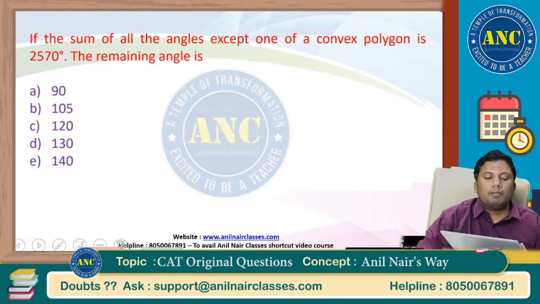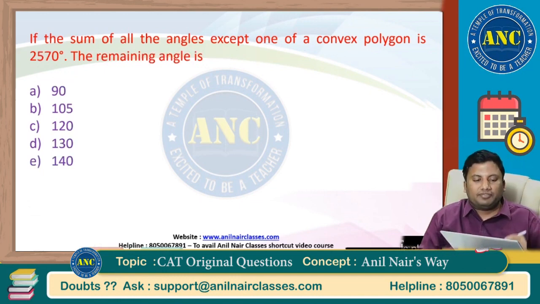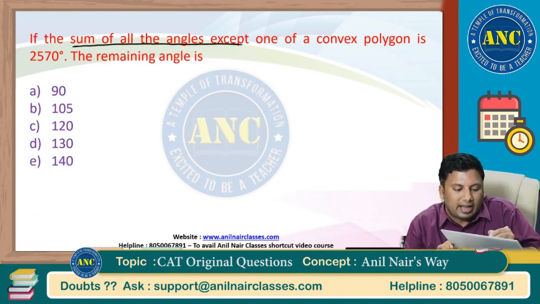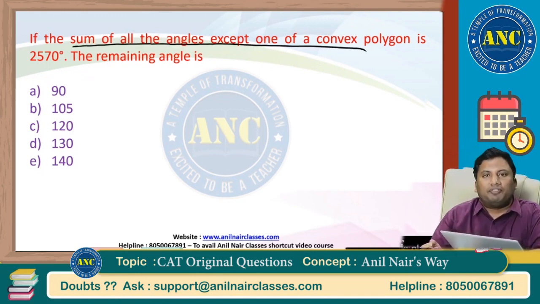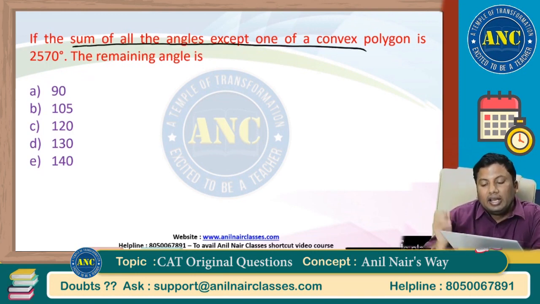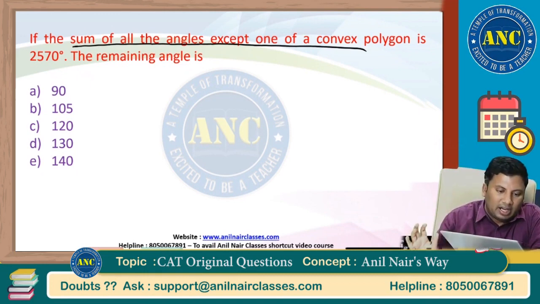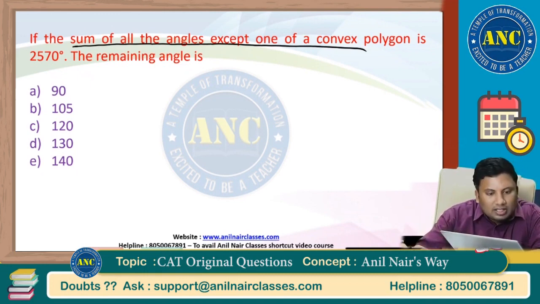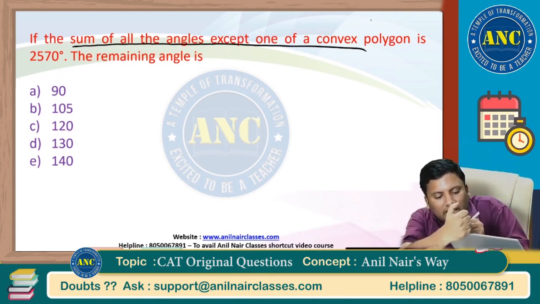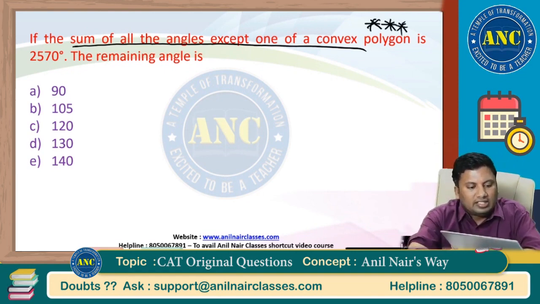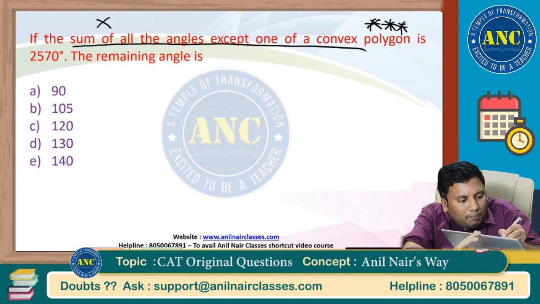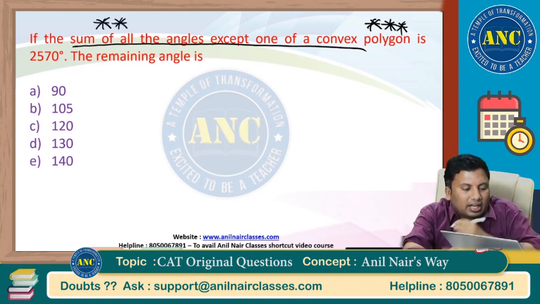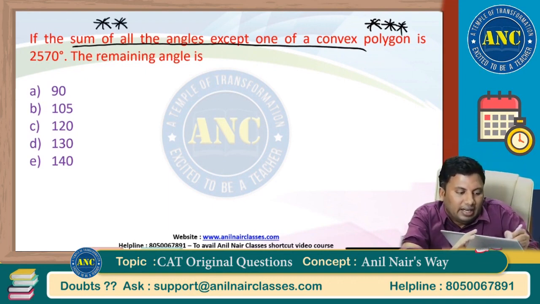Next one. Sum of all the angles. If the sum of all the angles except one of a convex polygon is 2570 degrees, find the remaining angle. Important key points are, it is a convex polygon. It is a convex polygon. Another important key point is, it is a sum of all interior angles.